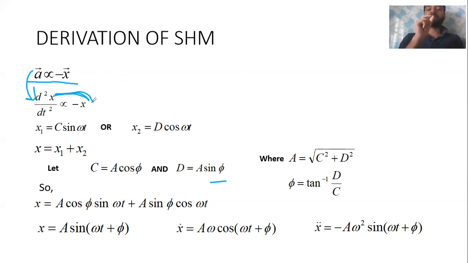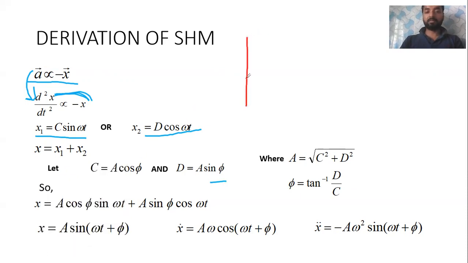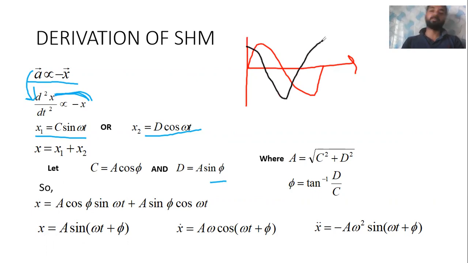Such functions are your sine function and cos function. So therefore, I have taken both the solutions: let x is equal to sine also, and x is equal to cos also. How will you understand this physically? See, if I draw sine curve, it is like this. This is your sine curve. And if I have to draw cos curve, this is your cos curve lagging by pi by 2 phase difference.